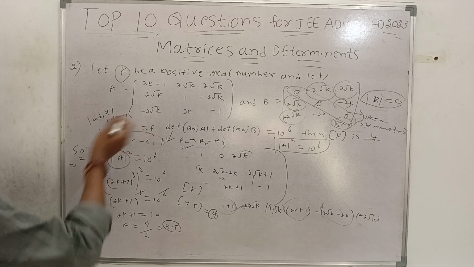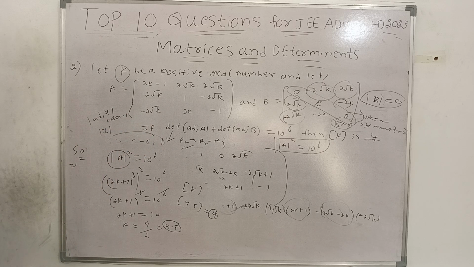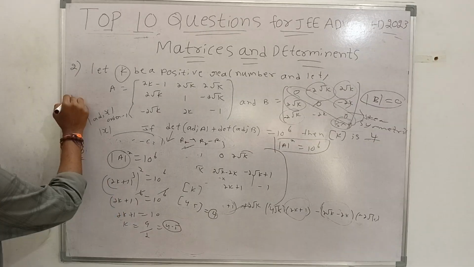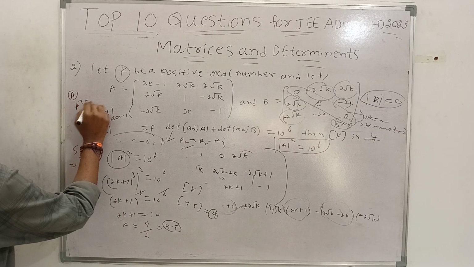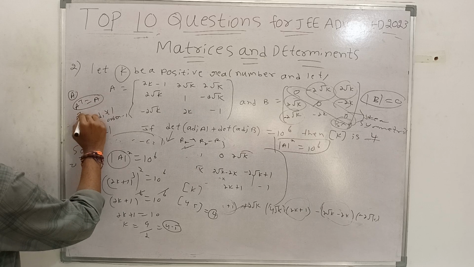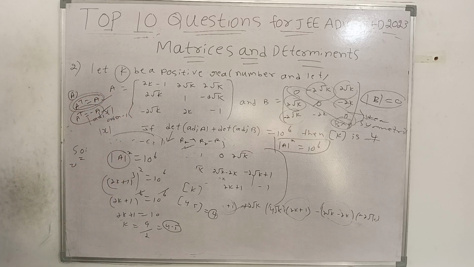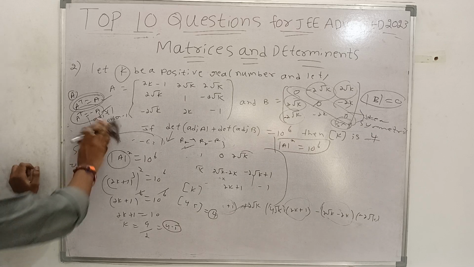And here you can see the symmetric matrix. What is a symmetric matrix? If A is a matrix, A transpose equal to A, it is symmetric. A transpose equal to minus A, it is skew symmetric. These properties you have to understand. Here. The second question is completed.